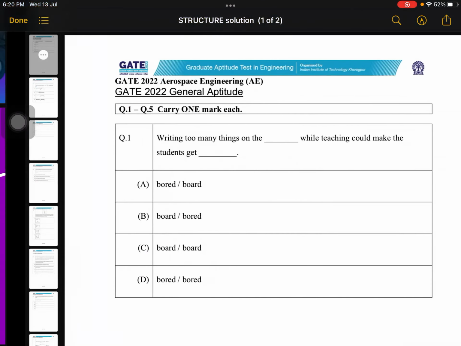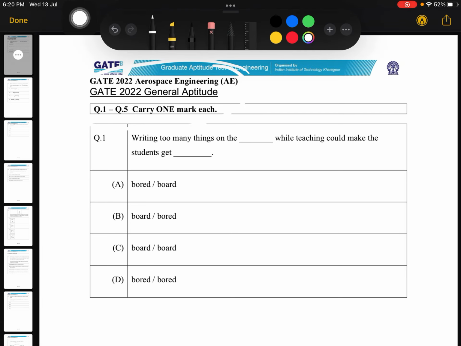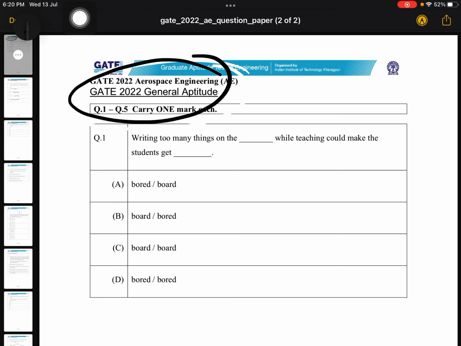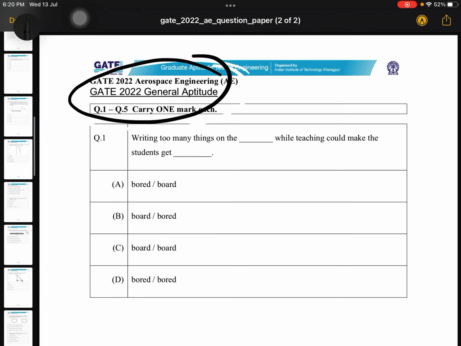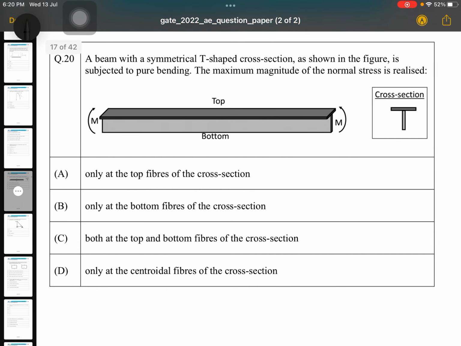Now let's go to the solution. So we are going to solve the 2022 question paper. Actually in the 2022 question paper I am going to select, okay, let me change the color, it is white color. So I am going to solve the entire question paper. First of all, we are going to start with the first question of aircraft structure.